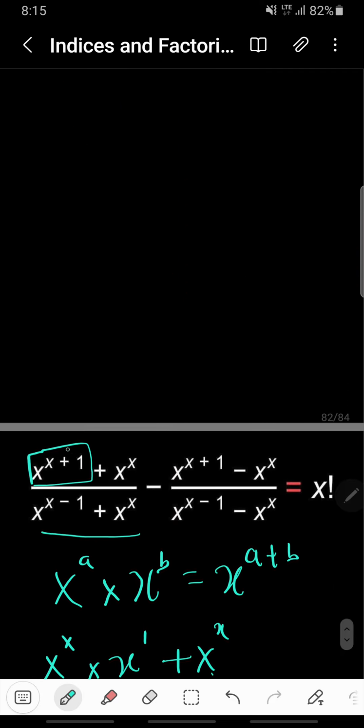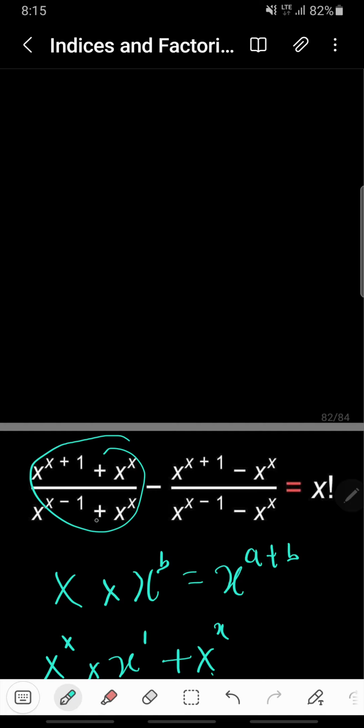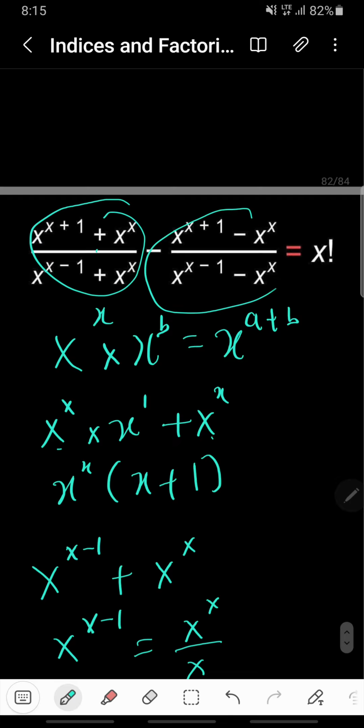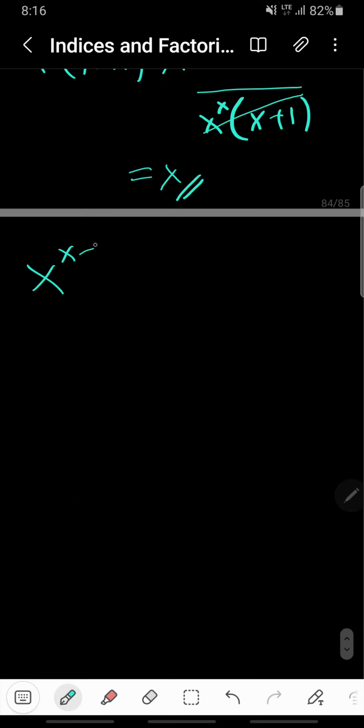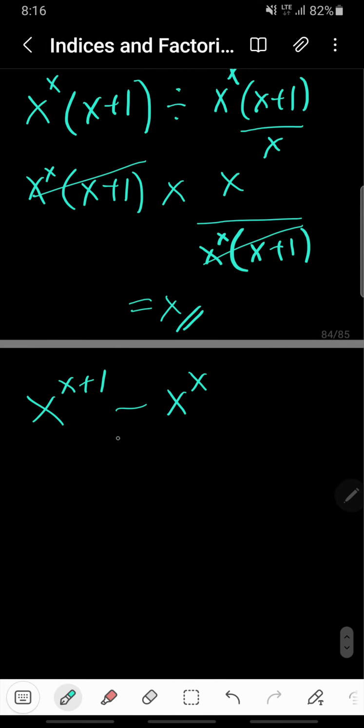So this right hand part here is x. We'll do the same thing for this other part. So I will extract that to x to the power of x plus 1 minus x to the power of x. That is what we have at the numerator.